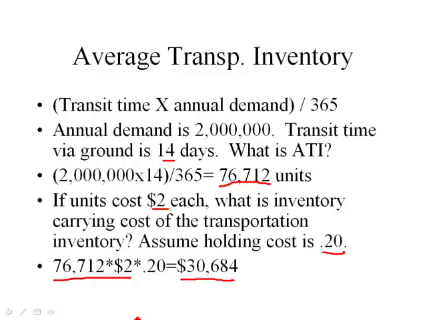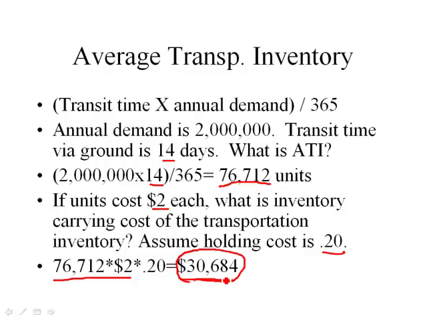Again, the 76,000 units is the amount of units that I have on average in transit at any given time. So this might be useful if we're thinking about maybe changing the mode of transportation. Maybe I can go with a different mode of transportation that only takes 7 days instead of 14 days. Well, that's going to cut this 76,000 in half down to about 38,000, and that's going to cut this number in half down to about 15,000.